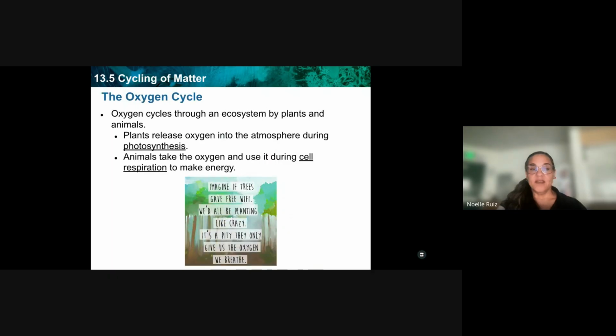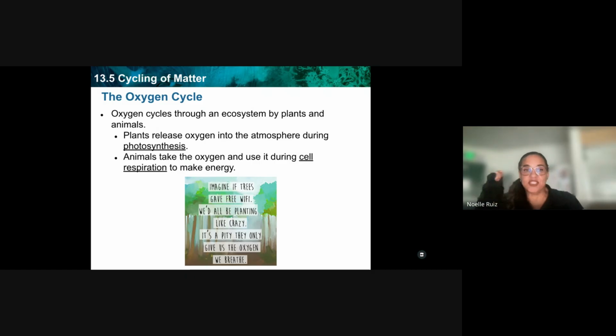The oxygen cycle. Oxygen cycles through an ecosystem by plants and animals. Plants release oxygen into the atmosphere as a waste product of photosynthesis. Animals take that oxygen, breathe it in, use it during cell respiration to make energy.